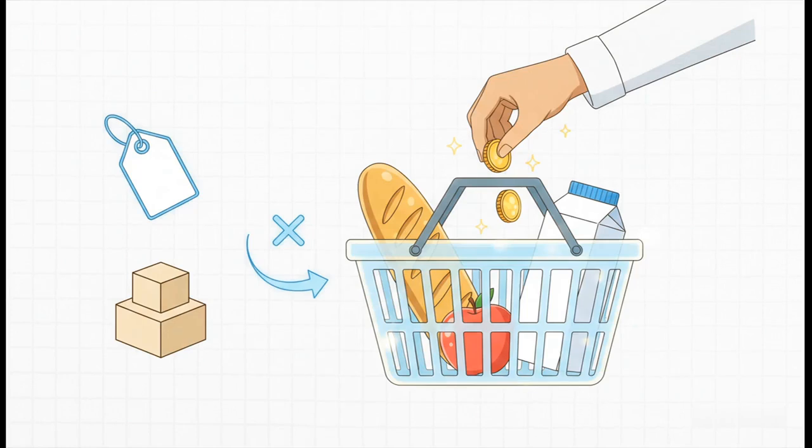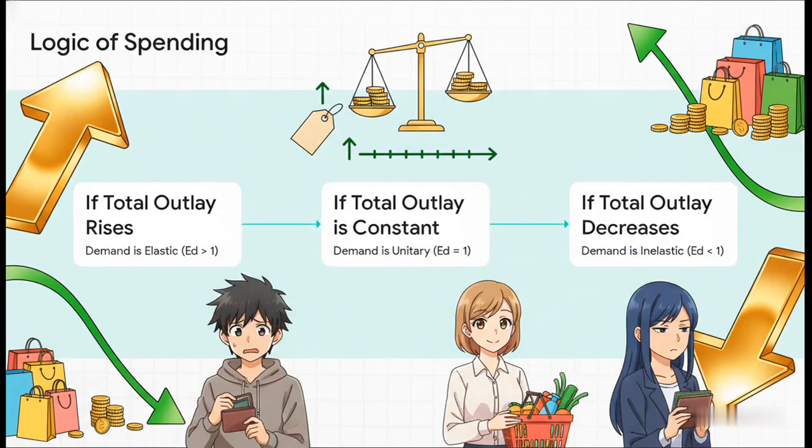All right, on to our second tool. And this one is clever. It's really clever because it doesn't just look at price or quantity. It looks at our total spending. The logic here is actually super intuitive. Think about it. If the price of something goes up, but you end up spending less money on it overall, what does that mean? It means you must have cut back a lot.